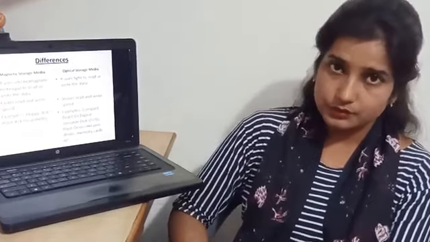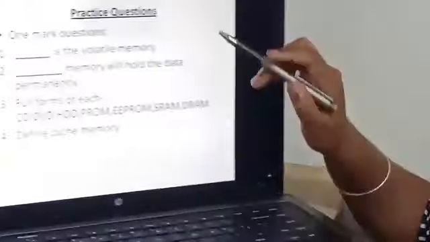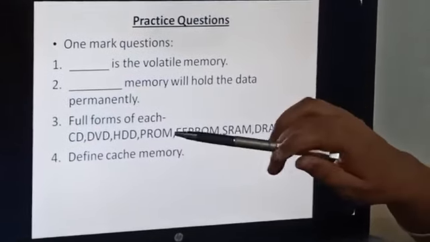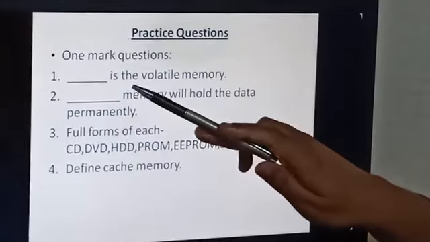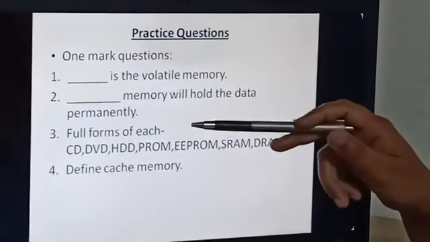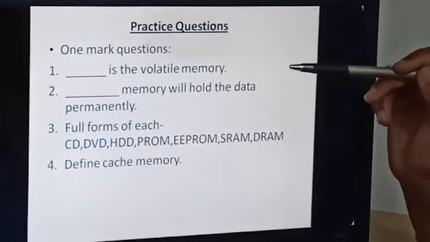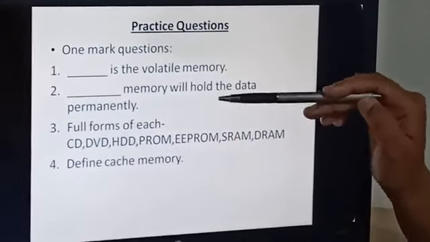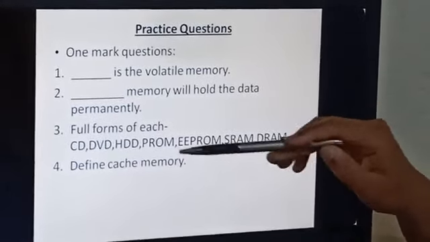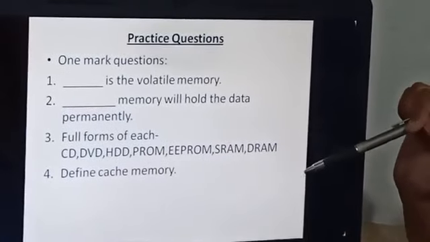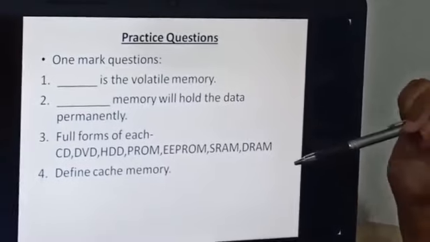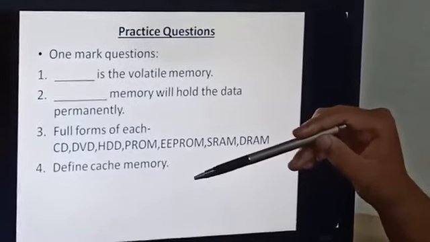Talking about the questions, I have also prepared several questions for you. These are the 1 mark questions including fill-ups, full forms and definitions. First one is: dash is volatile memory, which means you need to give the example of volatile memory. Second is: dash memory will hold the data permanently. Third, you have to write the full forms of each. I have already given all the full forms of these terms in my video. The next one is: define cache memory. You need to give the definition only.